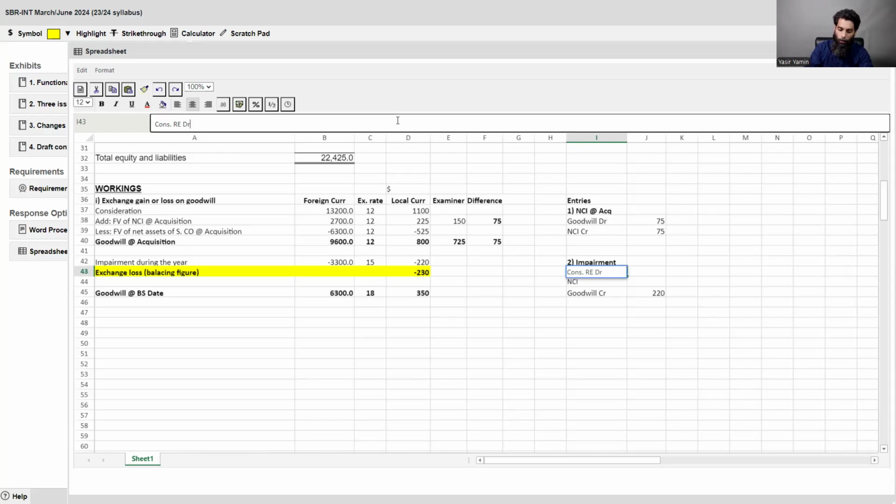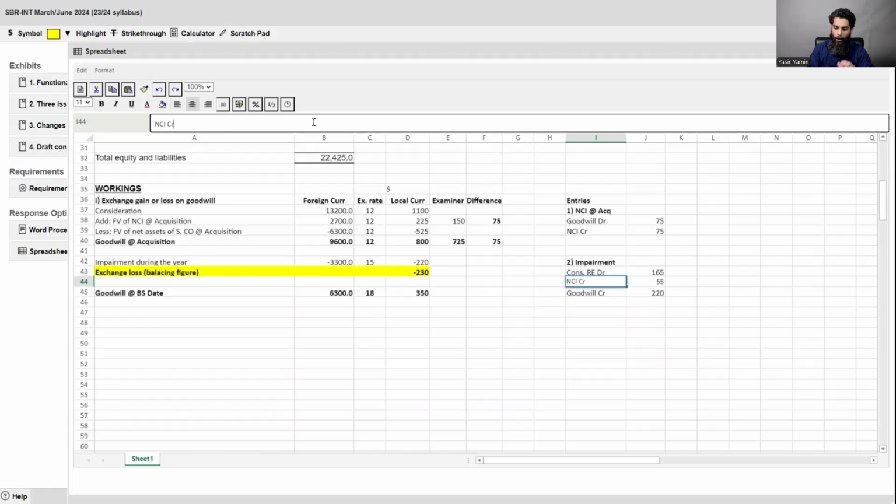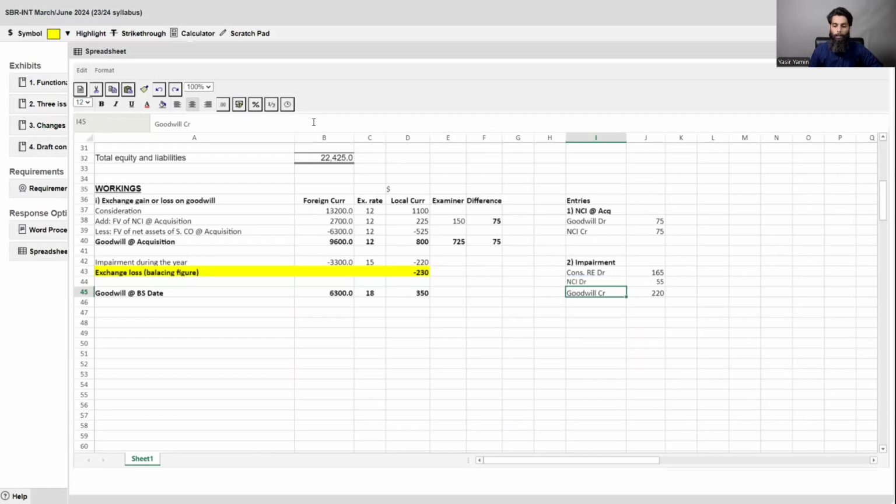If anybody could tell me what were those proportions, I can do it myself. 220 into 75% and 220 into 25%. So consolidated retained earnings debit, NCI debit and goodwill credit should have been the accounting entry. Make sense? Is it clear to everyone?